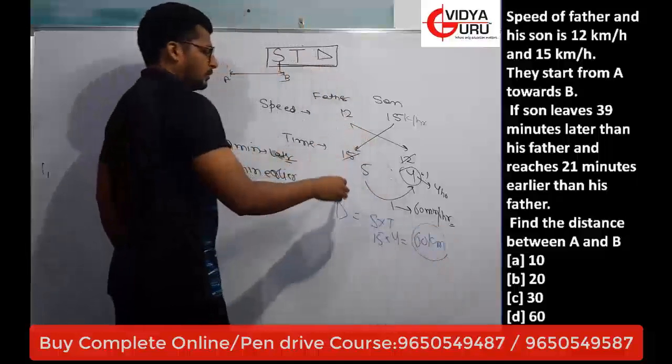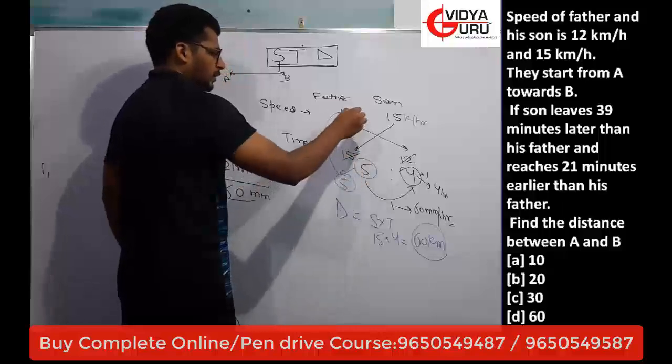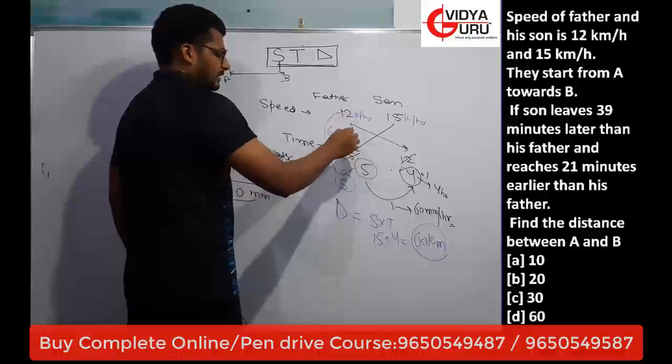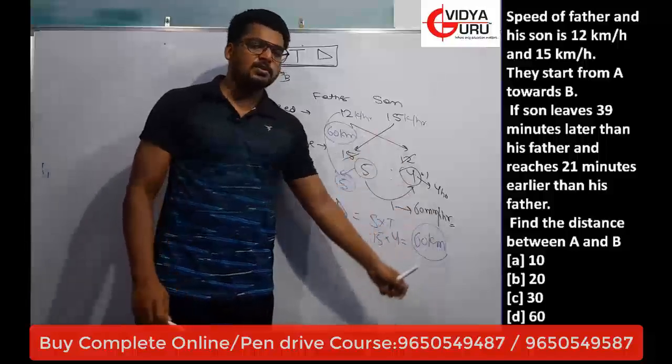Or we can find out from here also, value of 5 will be 5. With speed of 12 km/h, father takes 5 hours. 12 times 5 is 60. So distance is 60 km. So in both cases distance is constant.